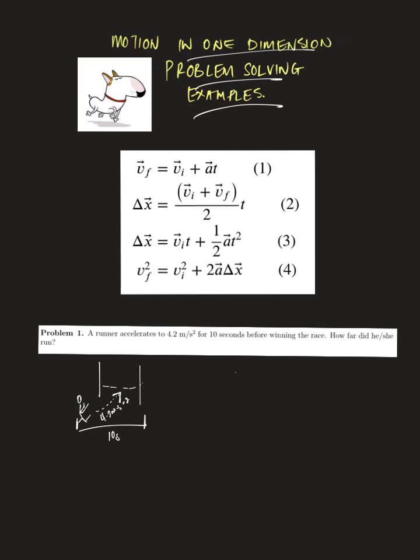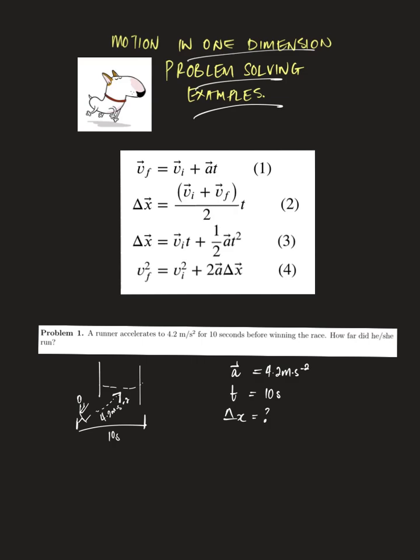And let's add what we know. I've got acceleration, which is 4.2 meters per second squared. I've got time, which is 10 seconds. And in this whole thing over here, I don't have anything else. I want to know how far. I want to know delta x. Right, that's a problem. Let's have a look at how we solve that.